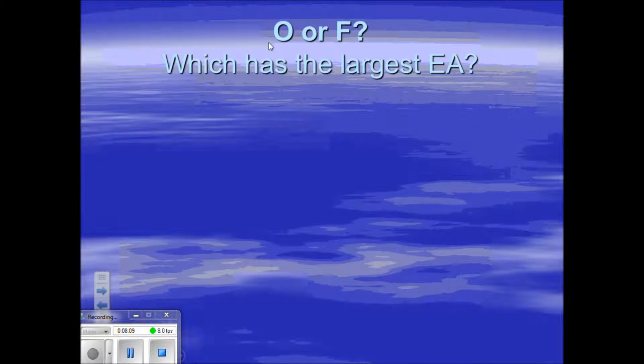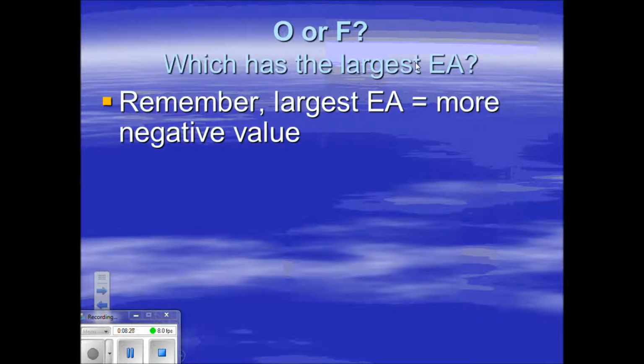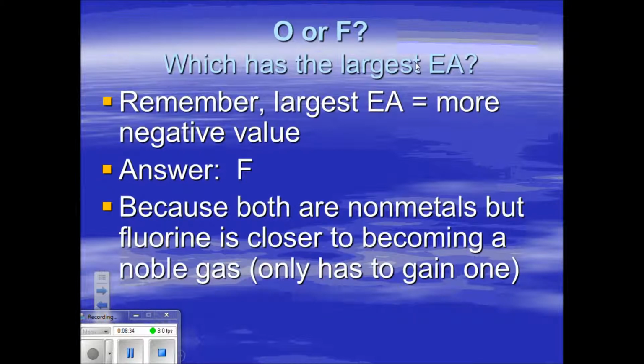All right, O and F, which one has the largest electron affinity? Largest electron affinity means which one wants an electron more. If you look, oxygen is 2 away from becoming a noble gas. They're both nonmetals. Oxygen's 2 away, fluorine's 1 away. Oh, a little reminder: more negative value. So the answer is going to be fluorine. They're both nonmetals, but fluorine's closer to becoming a noble gas and only needs to gain that 1 electron.